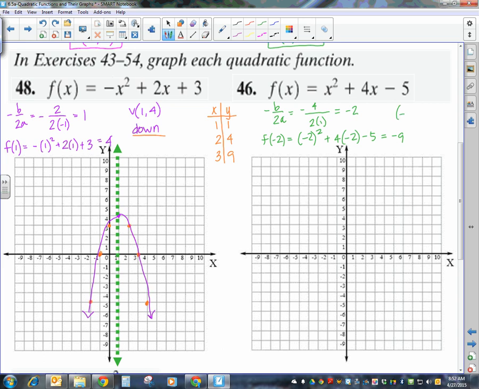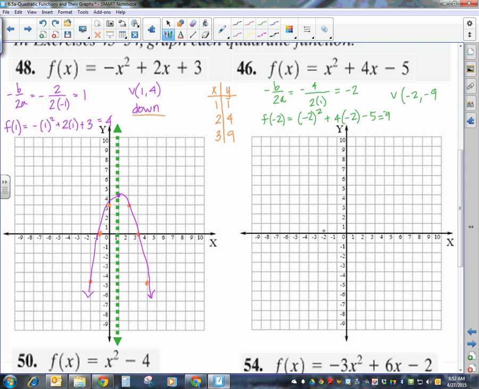So my vertex is, I didn't write that correctly. Let me try that one more time. Minus 5 equals negative 9. My vertex is negative 2, negative 9. So that's my starting point, negative 2, negative 9.